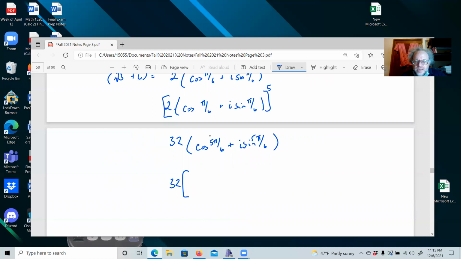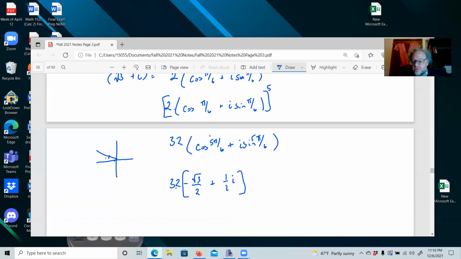Cosine of pi over 6 is square root of 3 over 2. But where's 5 pi over 6? It's here, isn't it? So that's going to be a negative square root of 3 over 2. And then the sine of 5 pi over 6 is going to be plus 1/2, so we have 1/2 i here. Now we're just going to multiply through this.